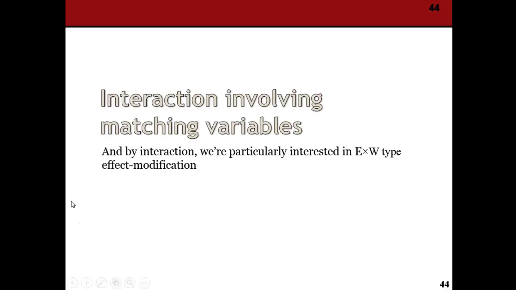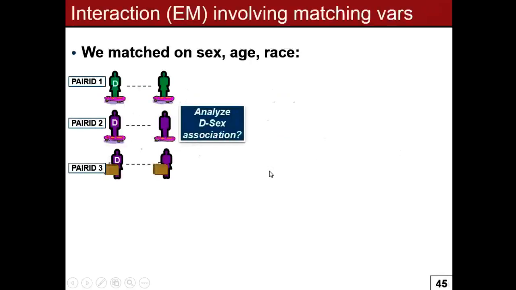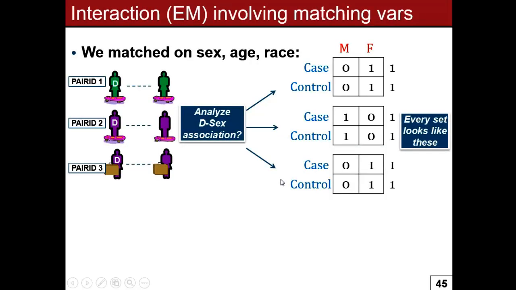One is interaction involving the matching variables themselves. What I'm going to put up here is, what if we had a study where we matched on sex, age, and race? These folks come here again. We have pair 1, and there are 2 green women on skateboards. What if we wanted to look specifically at the disease, the case, and sex association?